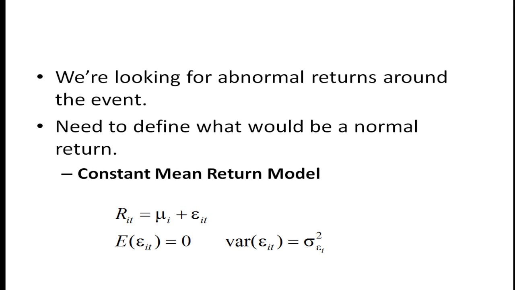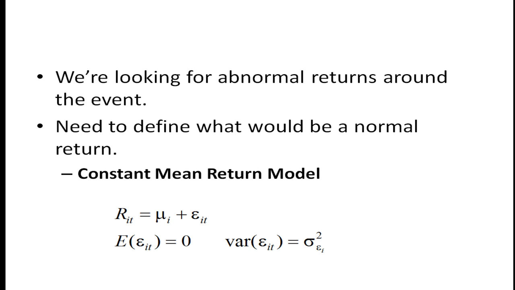So in order to do this, we're looking for abnormal returns around the event. If the market's very efficient, then there shouldn't really be any pattern of abnormal returns. Sometimes they're a little higher, sometimes they're a little lower, but they're random, okay, and have an average or expected value of 0. So we need to define what would be a normal return if we want to calculate what's an abnormal return. There's several ways we can do it.